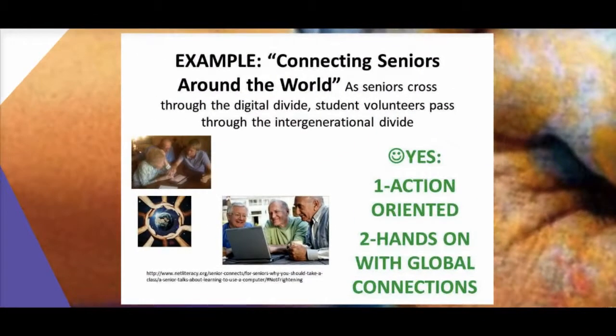Okay, another example of starting your own club, an idea, there's an online organization called Connecting Seniors Around the World. So this would be senior citizens who are part of this digital divide, who don't necessarily know how to connect across the internet and maybe want to connect. So there's an organization, there's a link there. If you're interested in doing that, that's something that you could look more into.